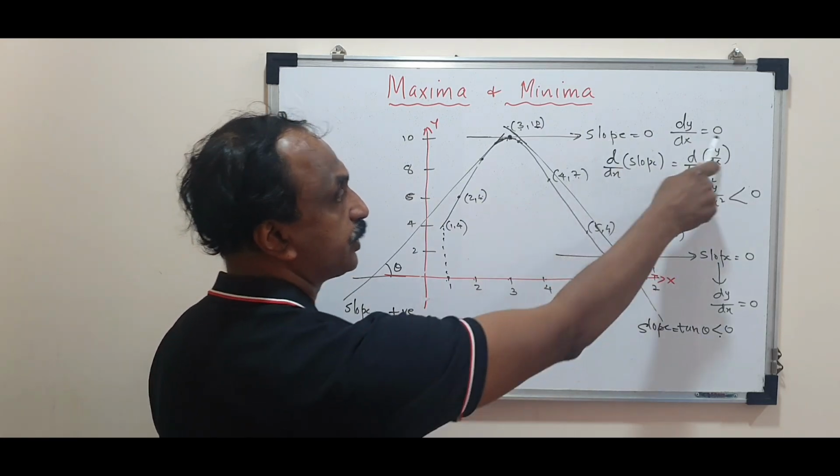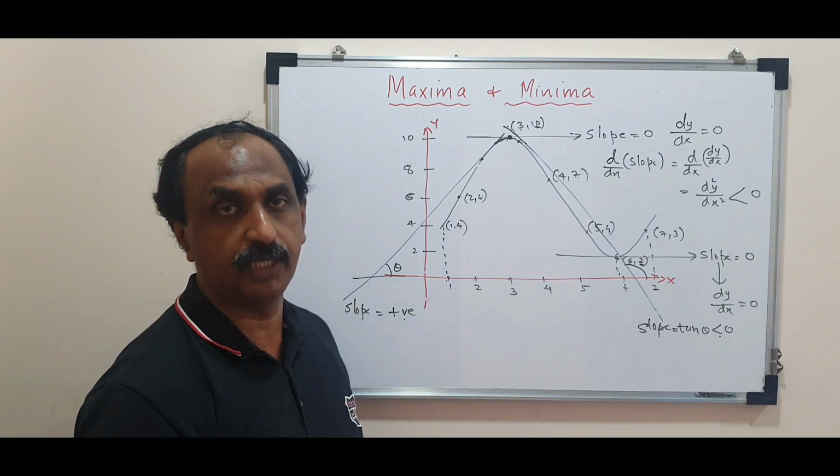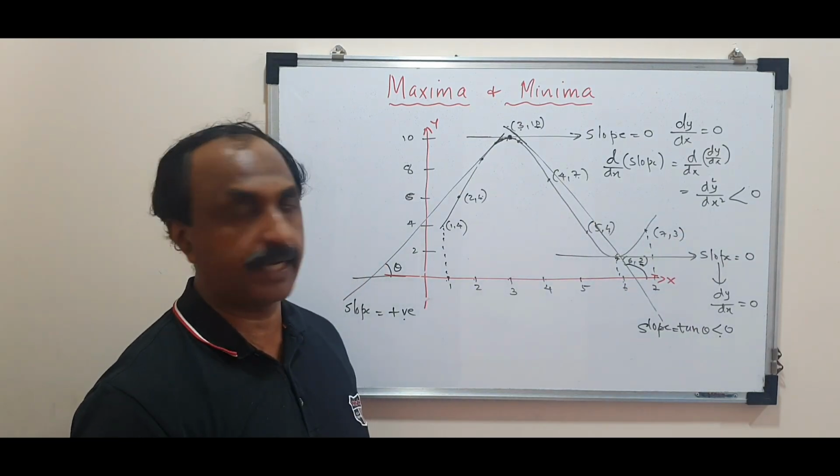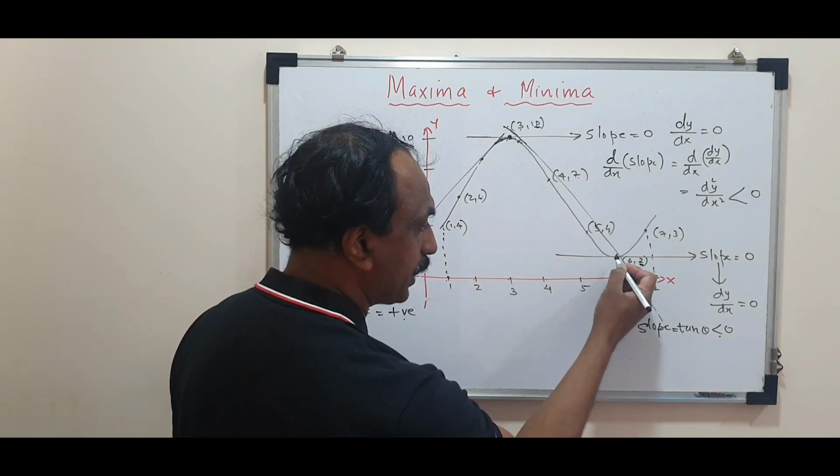At a maximum point, the slope of the tangent will be 0, which means the derivative is 0. The rate of change of slope will be negative. That means the second derivative will be negative at a maximum point. At a minimum point, what will happen?